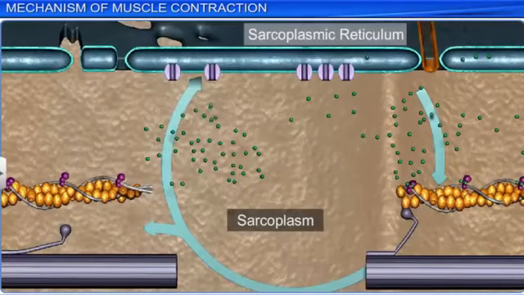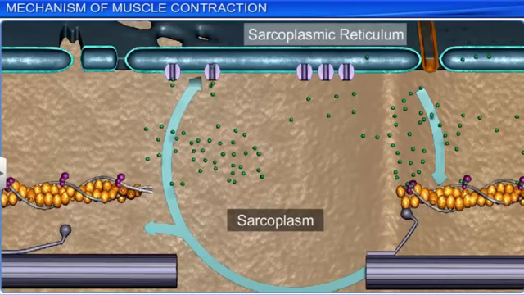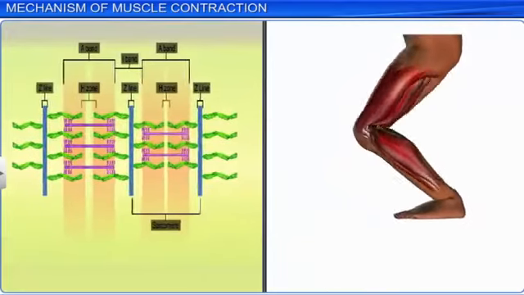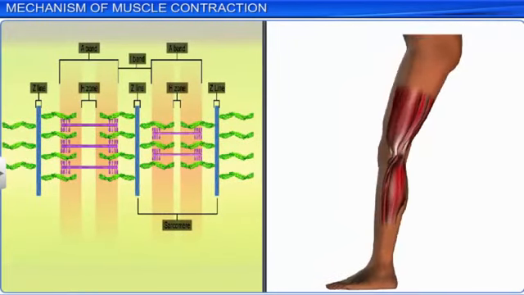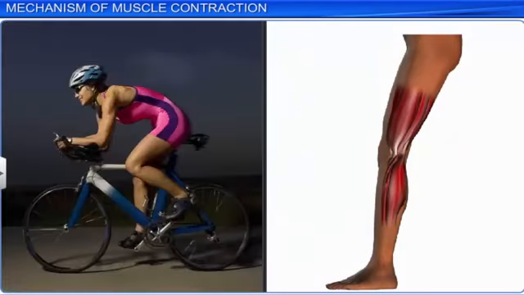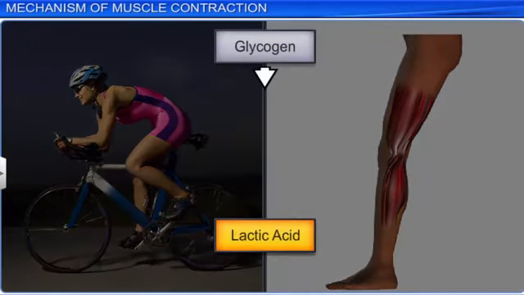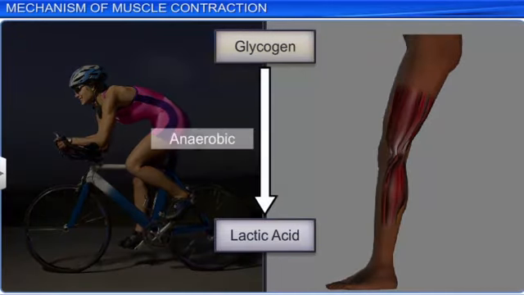The process repeats till calcium ions are pumped back into the sarcoplasmic cisternae, resulting in the masking of actin filaments. This causes the Z lines to return to their original relaxed position. In fact, the repeated activation of muscles may lead to the accumulation of lactic acid due to the anaerobic breakdown of glycogen, causing muscle fatigue.